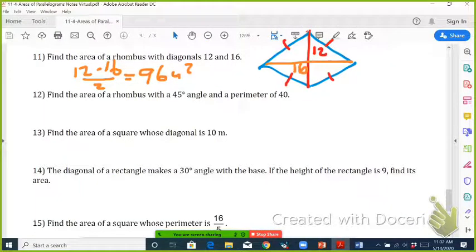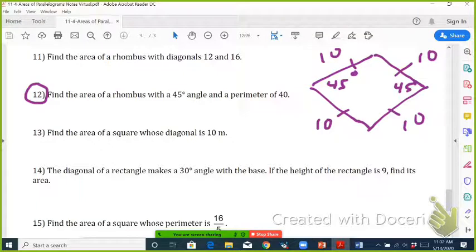Okay, in 11, they give you all the information you need. It says find the area of a rhombus with diagonals 12 and 16. So the formula for the area of a rhombus is diagonal 1 times diagonal 2, and then divide by 2. So that's what I did here, and then divided by 2. And you get, well, I didn't divide by 2. Wait, oh, I did. So you get 96 square units.